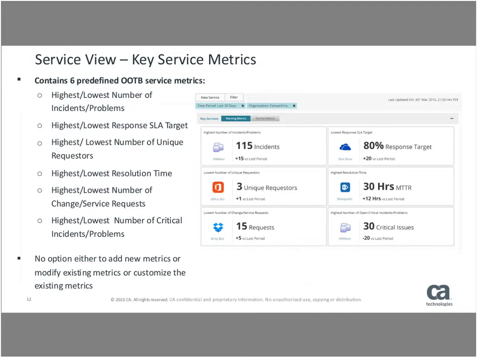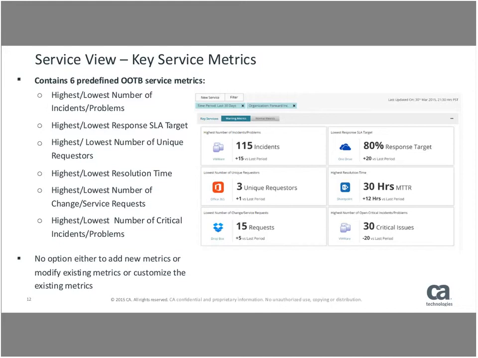Now I'm probably reiterating the same predefined OOTB service metrics, which show the highest or lowest number of incidents. The first block shows the highest or the lowest number of incidents or problems, depending on the type of metric you are in. In the warning metrics, it shows the highest number of incidents. In the normal metrics, it shows the other side, the lowest number of incidents for that particular service.